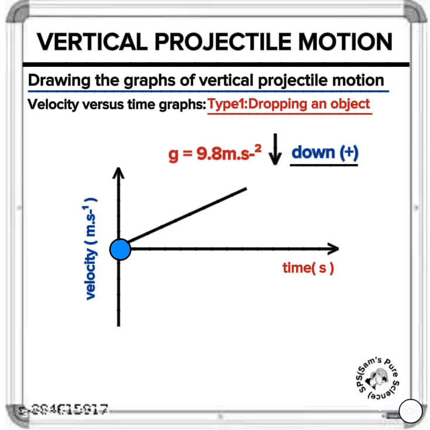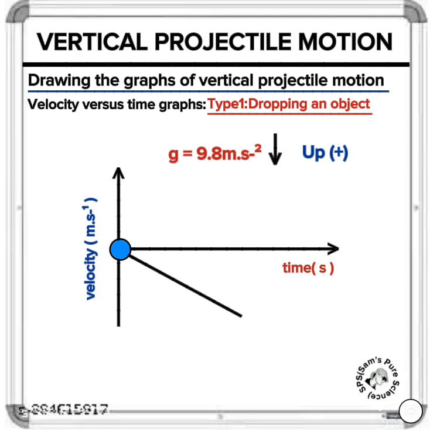If the object hits the ground with the velocity of 10 meters per second after 5 seconds, we are going to label that. Now let us choose up as positive. When upward direction is positive, downward direction is negative. So our gravitational acceleration is negative. When gravitational acceleration is negative, our graph is going to have a negative slope, meaning it's going to be like this.